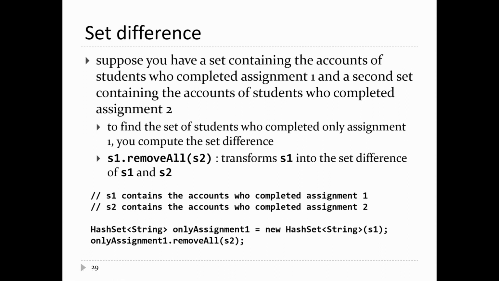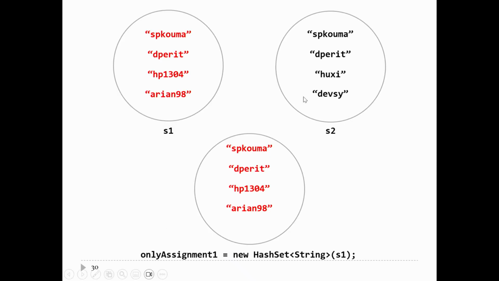If I don't want to destroy S1, no problem, just make a copy of S1, then call remove all to get the set difference. So there's my copy of S1. I'm going to process each one of these elements. If this element shows up here, I'm going to remove it. So does SP Kuma show up here? Yes, so it's going to get removed.